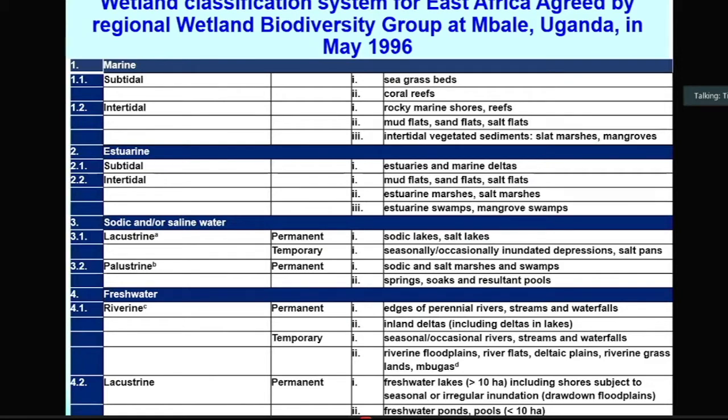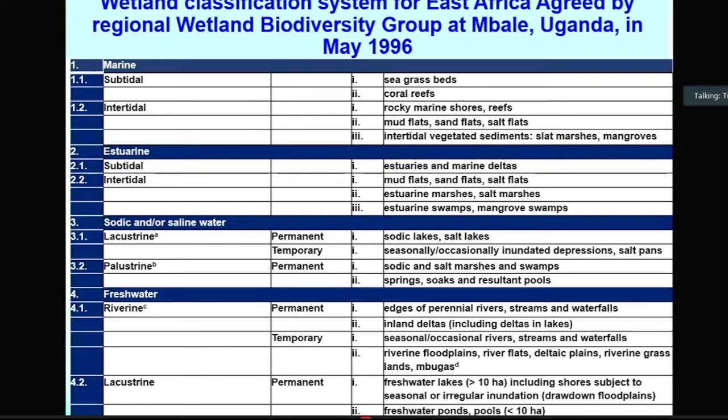I will not go through all the details of the wetland types, but I will first talk about the classification. The first one is marine. It has 2 categories, which are subtidal and intertidal. And as you can see in the left corner, the types of wetlands that are integrated into each subcategory. The second one is estuarine. It also has a category of subtidal and intertidal. And then on the right, you'll see what types of wetlands are integrated.